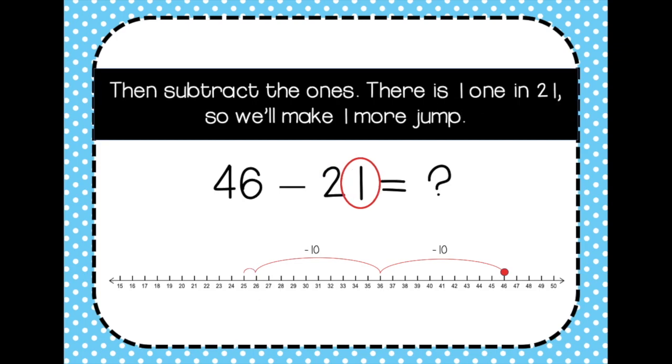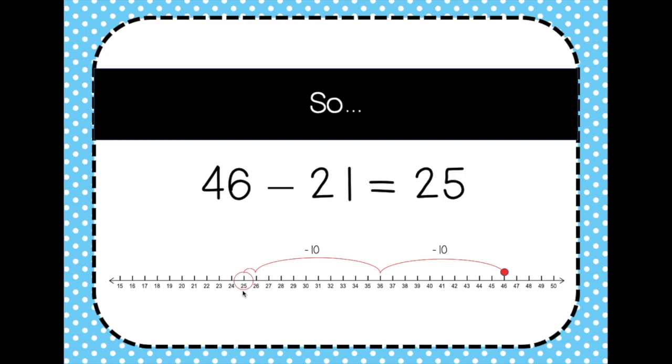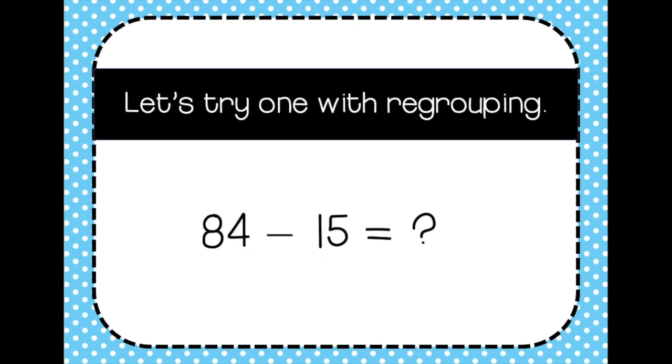Then subtract the ones. There is 1 in 21, so we'll make one more little jump, minus 1 here. We landed on 25. So 46 minus 21 equals 25.